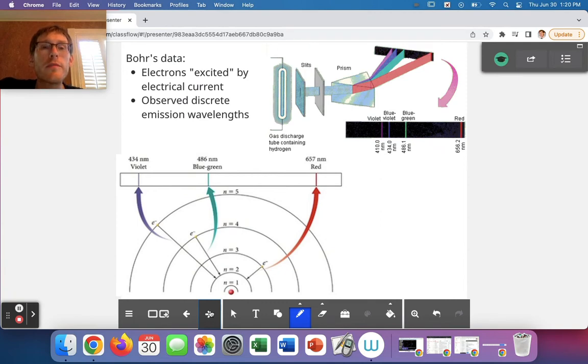Bohr observed these very discrete emission wavelengths, not a continuous spectrum, and he was able to use that to conclude that there can only be certain energy levels. It was later revealed that any transition ending with the electron in the second shell was what Bohr saw, these visible emissions.